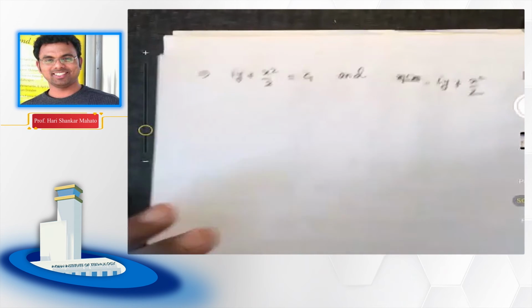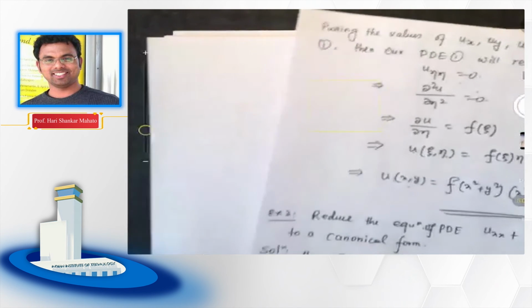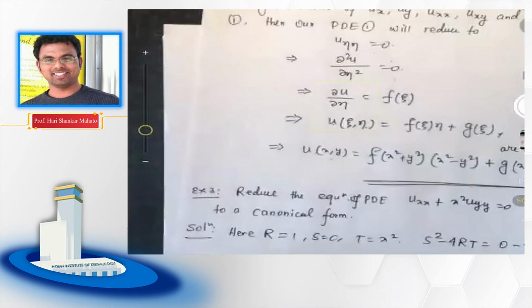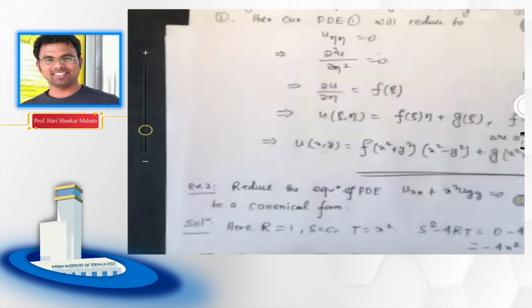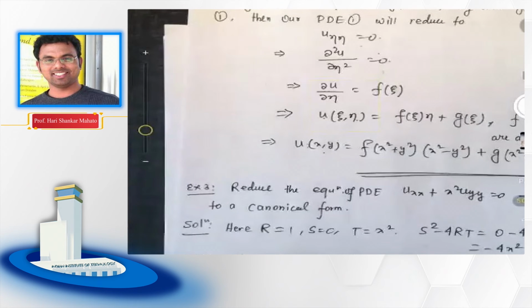Let me just quickly verify. So I'm multiplying by i, so this will become i y. So this is y plus i x squared by 2. If I multiply by i, so this will become y plus i x squared.